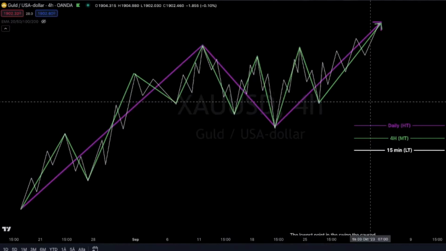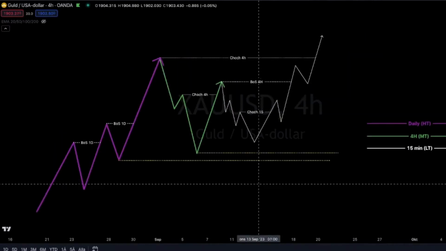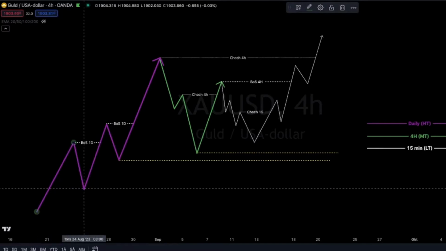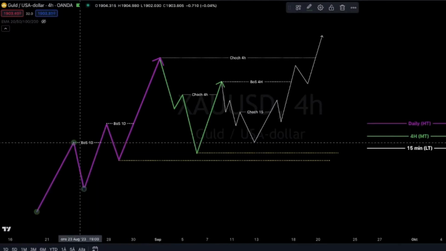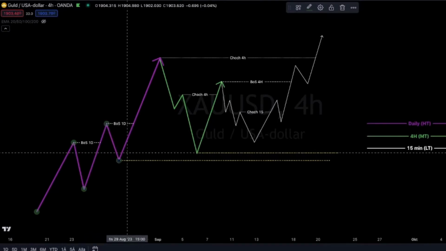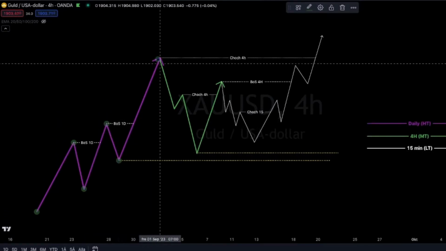Now let's look at another example. So here we got the same thing. We have a low, we have a high, we have a higher low, a break of structure creating a higher high, higher low, break of structure because we're creating a higher high.